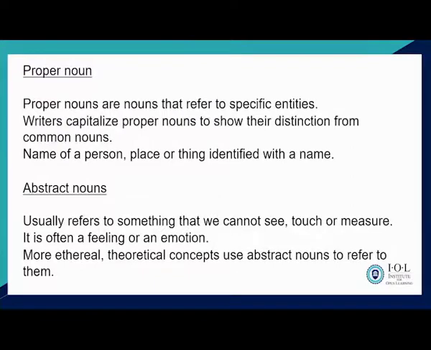Proper noun. Proper nouns are nouns that refer to specific entities. Writers capitalize proper nouns to show their distinction from common nouns, a name of a person, place, or thing identified with a name. Abstract nouns usually refer to something that we cannot see, touch, or measure. It is often a feeling or an emotion.